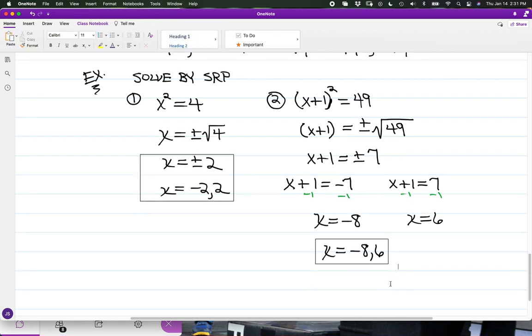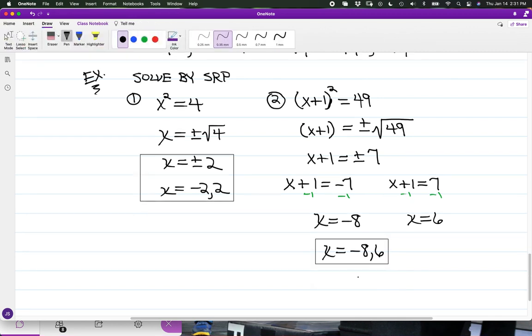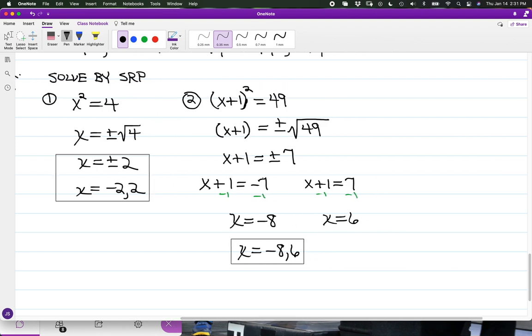And in terms of notation, I'll use this as a springboard to where we have irrational roots. Let's say I have the square of x minus 2 is equal to 15.